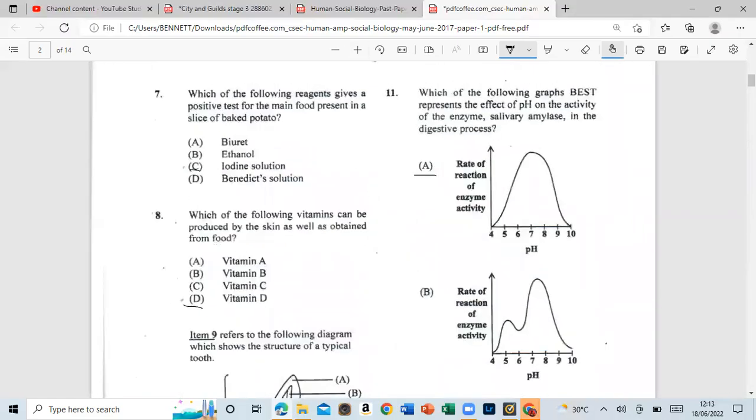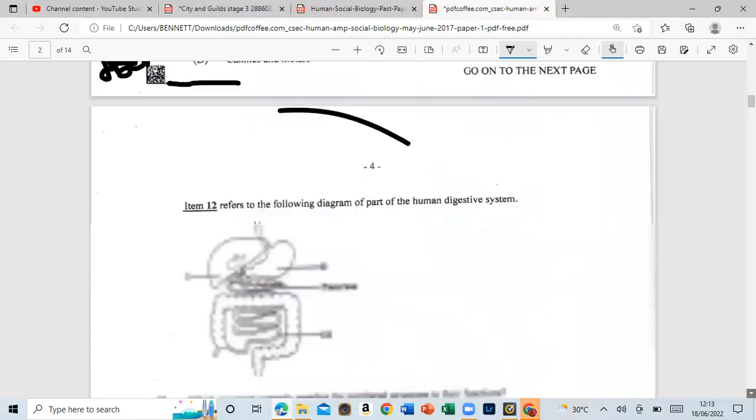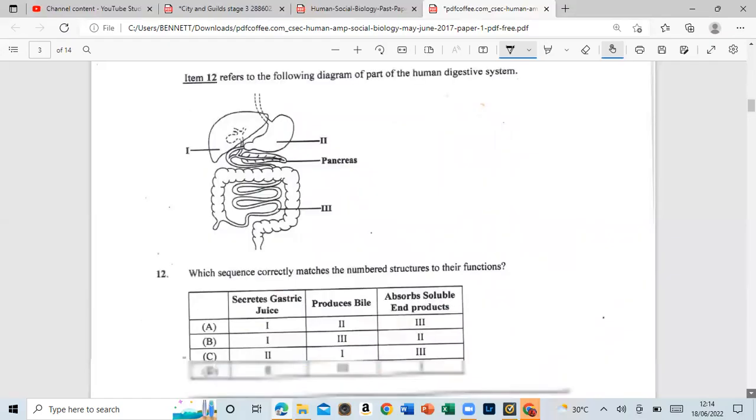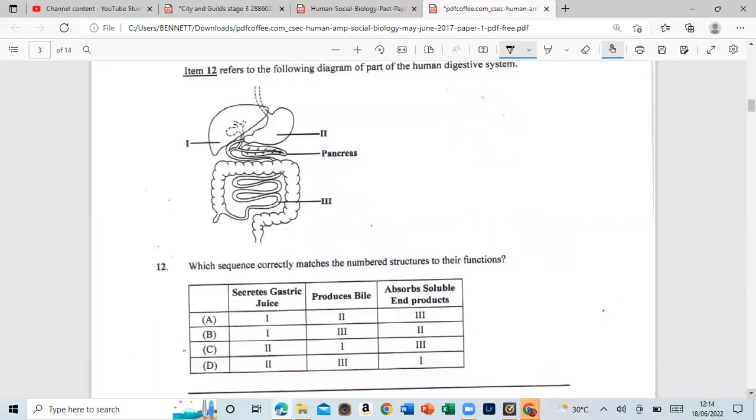If you can see it. Let's move on to number 12. Item 12 refers to the diagram of a part of a human digestive system. Which sequence correctly matches the numbered structures and their functions?